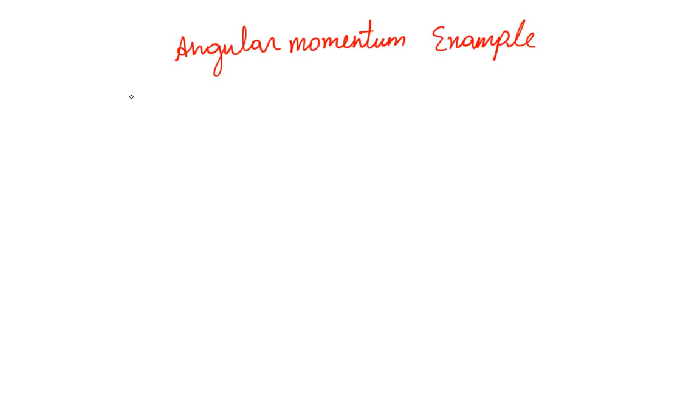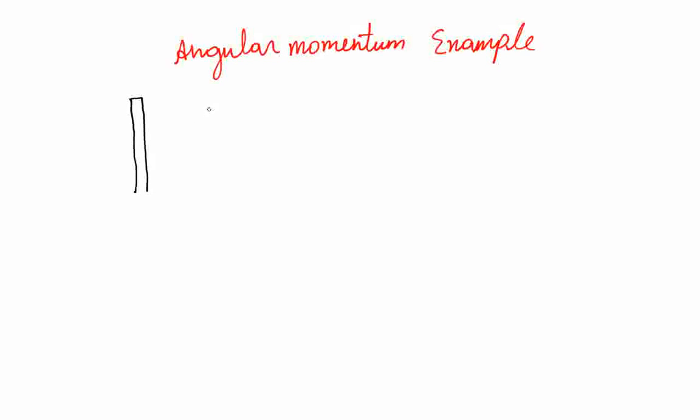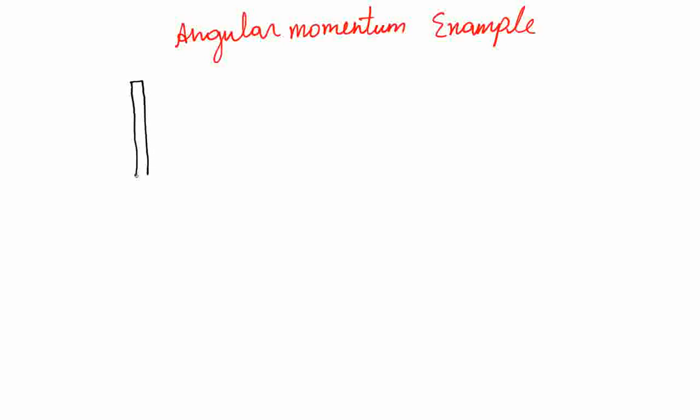Okay, let's consider one more example on angular momentum. In this case, we have a stick that is staying still, and the length of the stick is 2 meters, and it weighs 10 kilograms. There's a particle, or let's say it's 30 kilograms. There's a particle, and this is the center of mass.